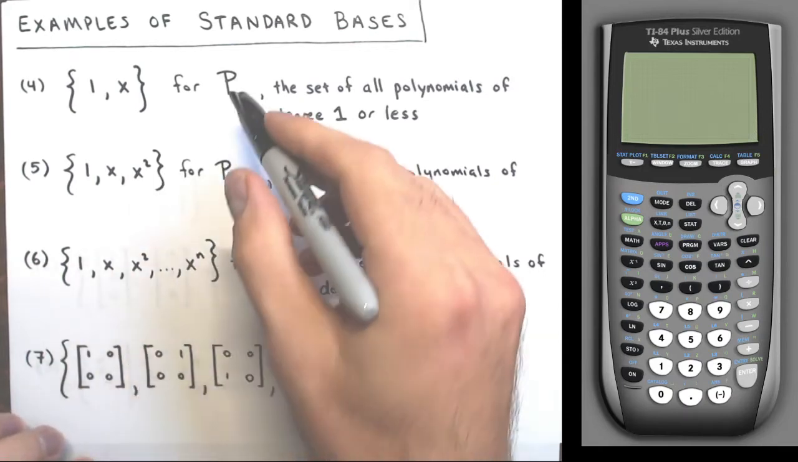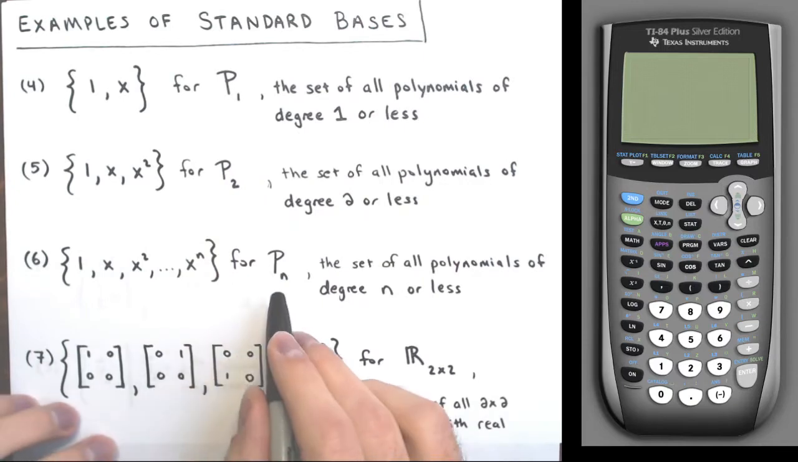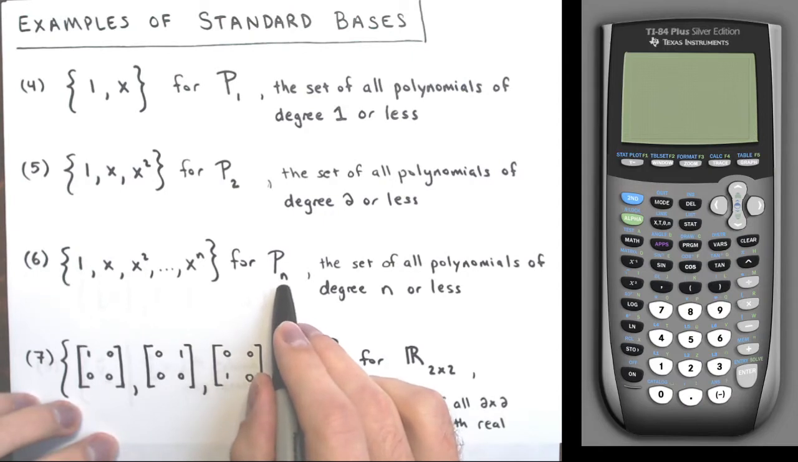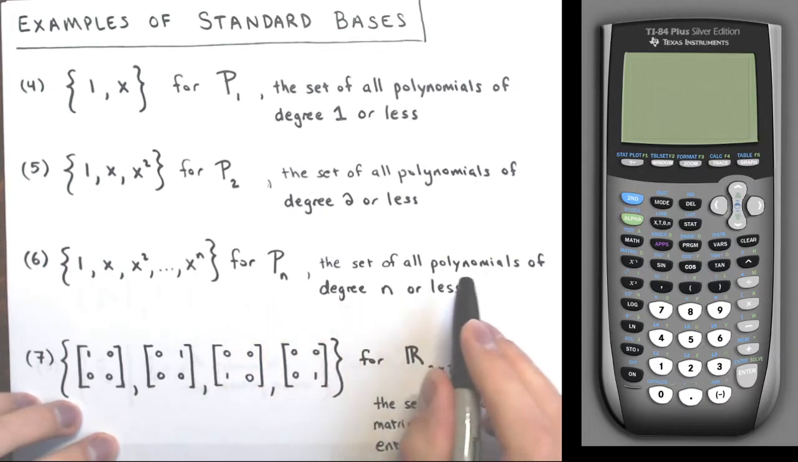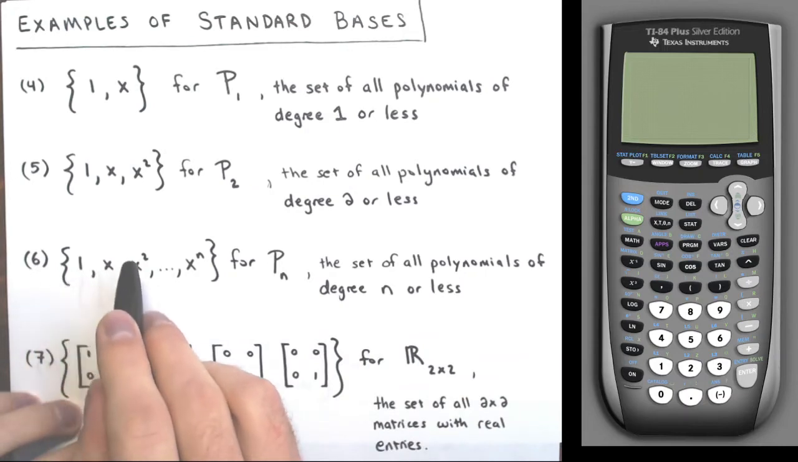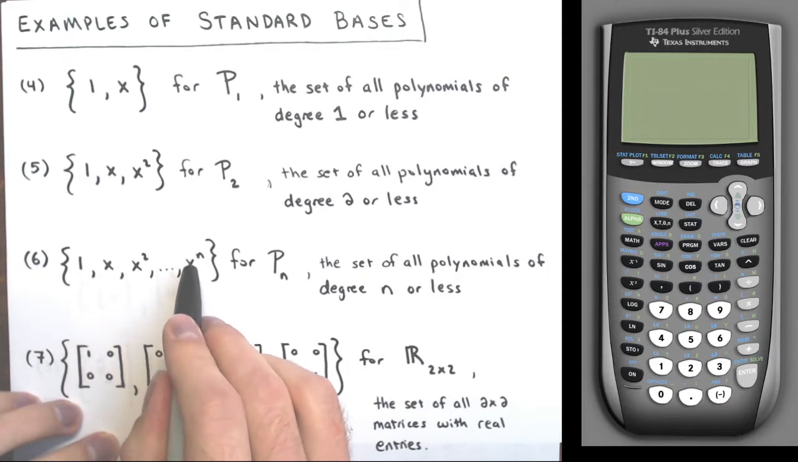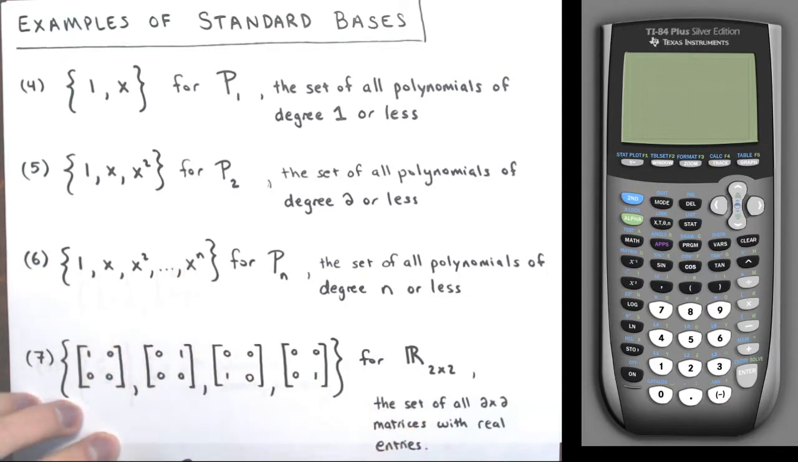So in general, for these P with a subscript sets, these sets of polynomials, the standard basis, the set with the simplest building blocks for Pn, the set of all polynomials of degree n or less, is 1, x, x squared, x cubed, all the way up to x to the nth power. That would be, again, the simplest building blocks for that vector space.